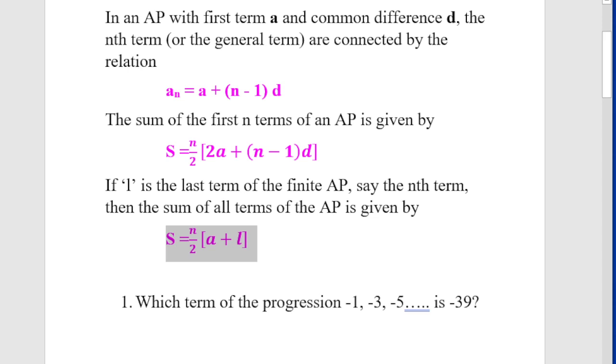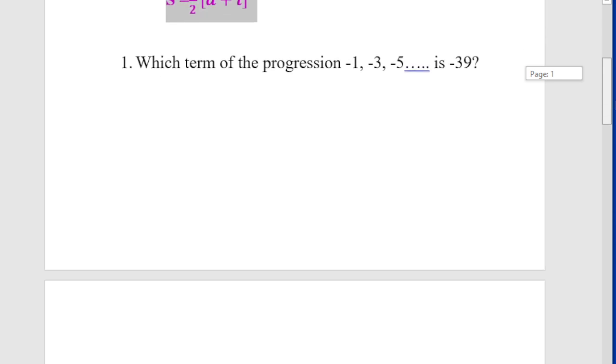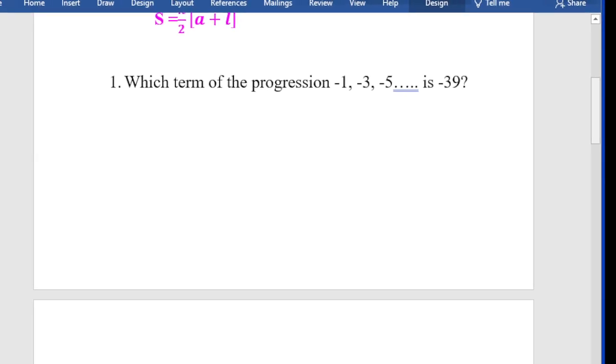So here the first problem is, which term of the progression minus 1, minus 3, minus 5 is minus 39. Here the question is, what is the n associated with this minus 39? Which term is minus 39? So we need to find what is the n related to minus 39.